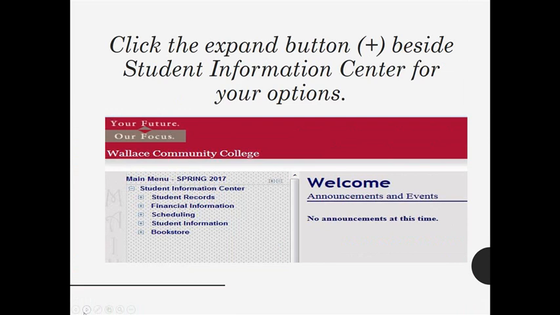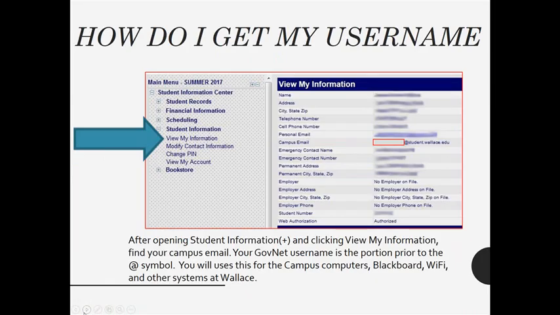Once logged in, click the Expand button beside Student Information Center to view all options. Where can you find your GovNet username? In My WCC, after opening the Student Information link and clicking on View My Information, you can find your campus email. You will use this full campus email to log into many of the technologies at Wallace Community College, including campus computers, Blackboard, and the Wi-Fi.